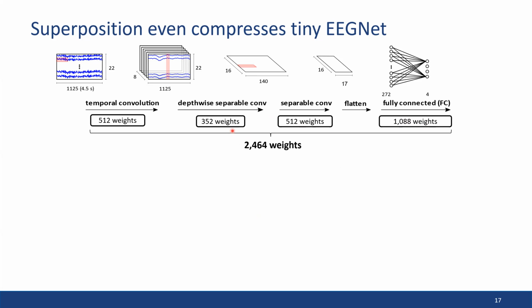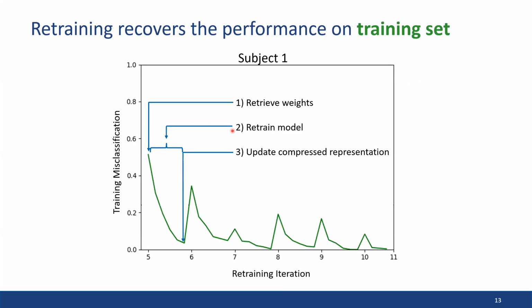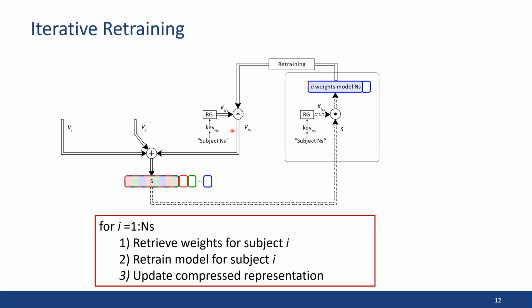Any more questions? Maybe I have a question of my own. Just to increase my understanding, do I understand it correctly that you redo the superposition? So you update the superposition for every retraining epoch?